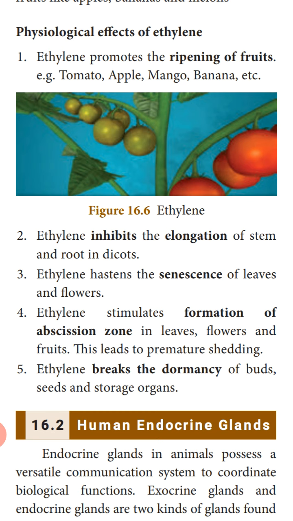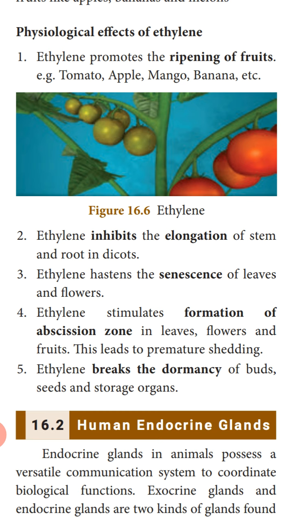Next function of ethylene is that it stimulates formation of the abscission zone in leaves, flowers and fruit. This leads to premature shedding. Okay, so ethylene causes the formation of the abscission zone in the leaves, flowers and fruits. As a result, premature shedding of the leaves or flowers or the fruits takes place. You can see sometimes small fruits shed down before they mature. So here the formation of ethylene is causing that. It may be a factor along with other factors for the premature shedding of the leaves, flowers and fruits.